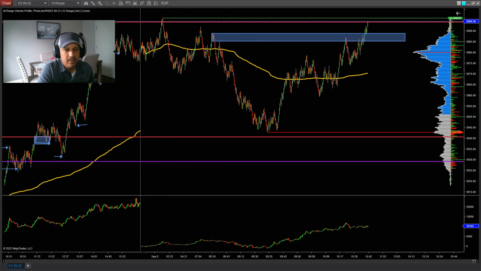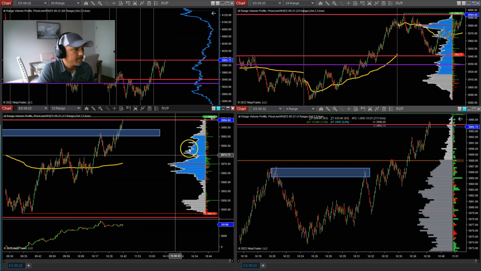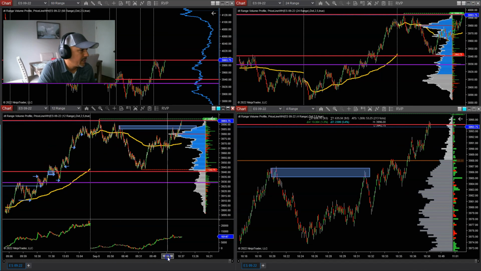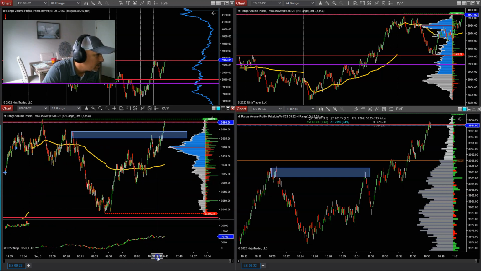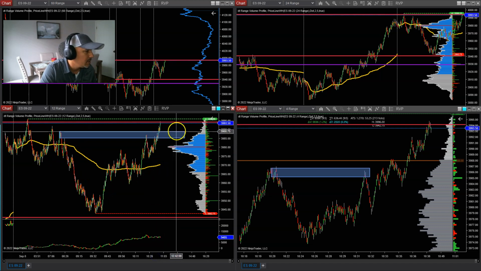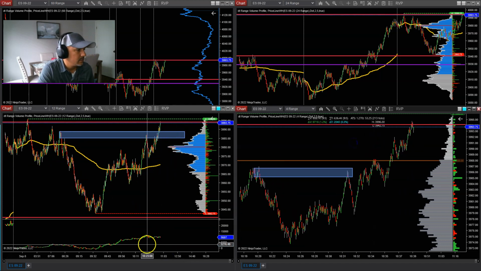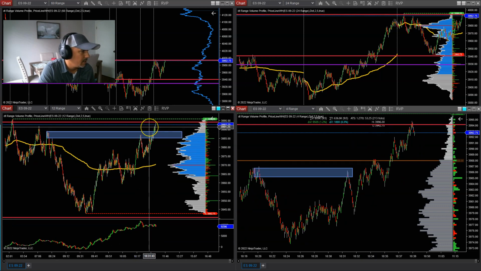So let's see. I think it's tapping into it right now. Yeah, it's hitting it right now. It could reject here. You have to be careful though, because we do have immediate support right below us.